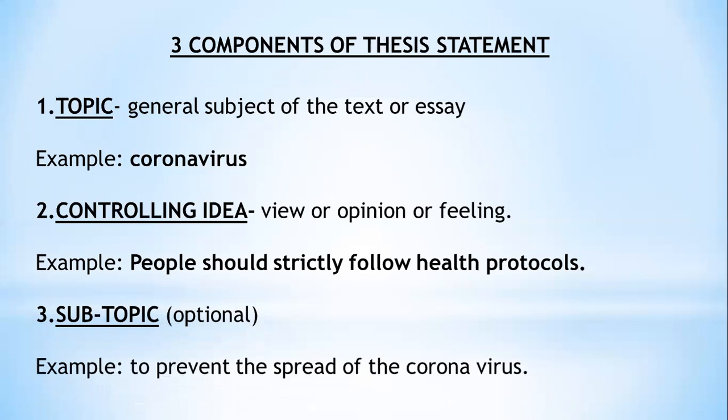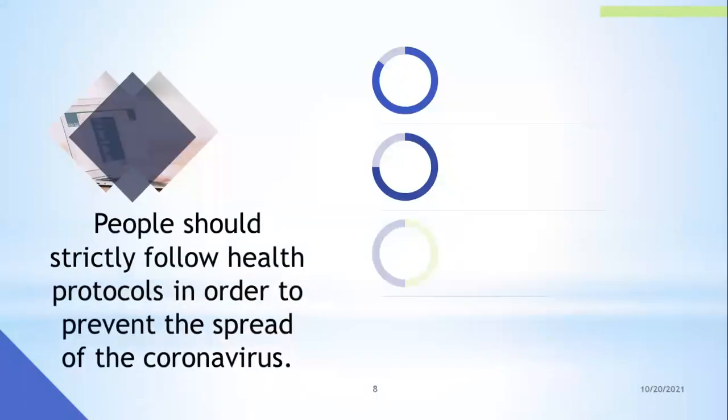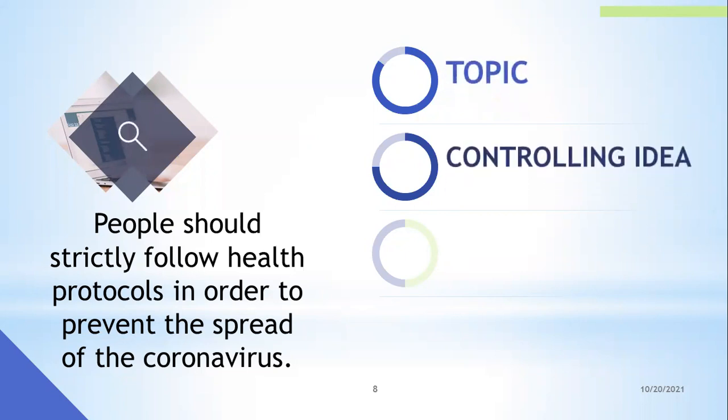Now let's sum up together the topic, the controlling idea, and the subtopic. The example of a thesis statement is people should strictly follow health protocols in order to prevent the spread of the coronavirus. In this example, you should have a topic, a controlling idea, and a subtopic.